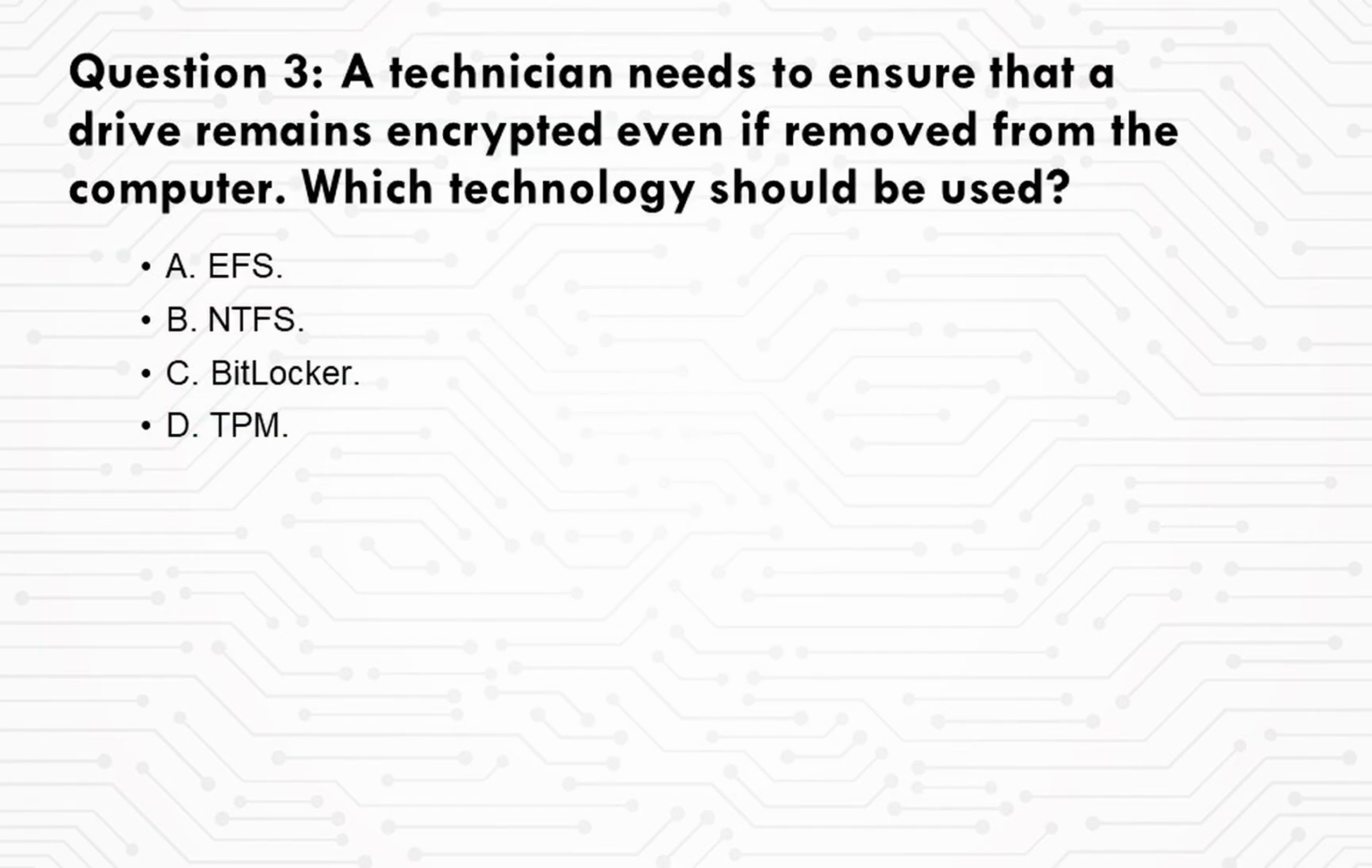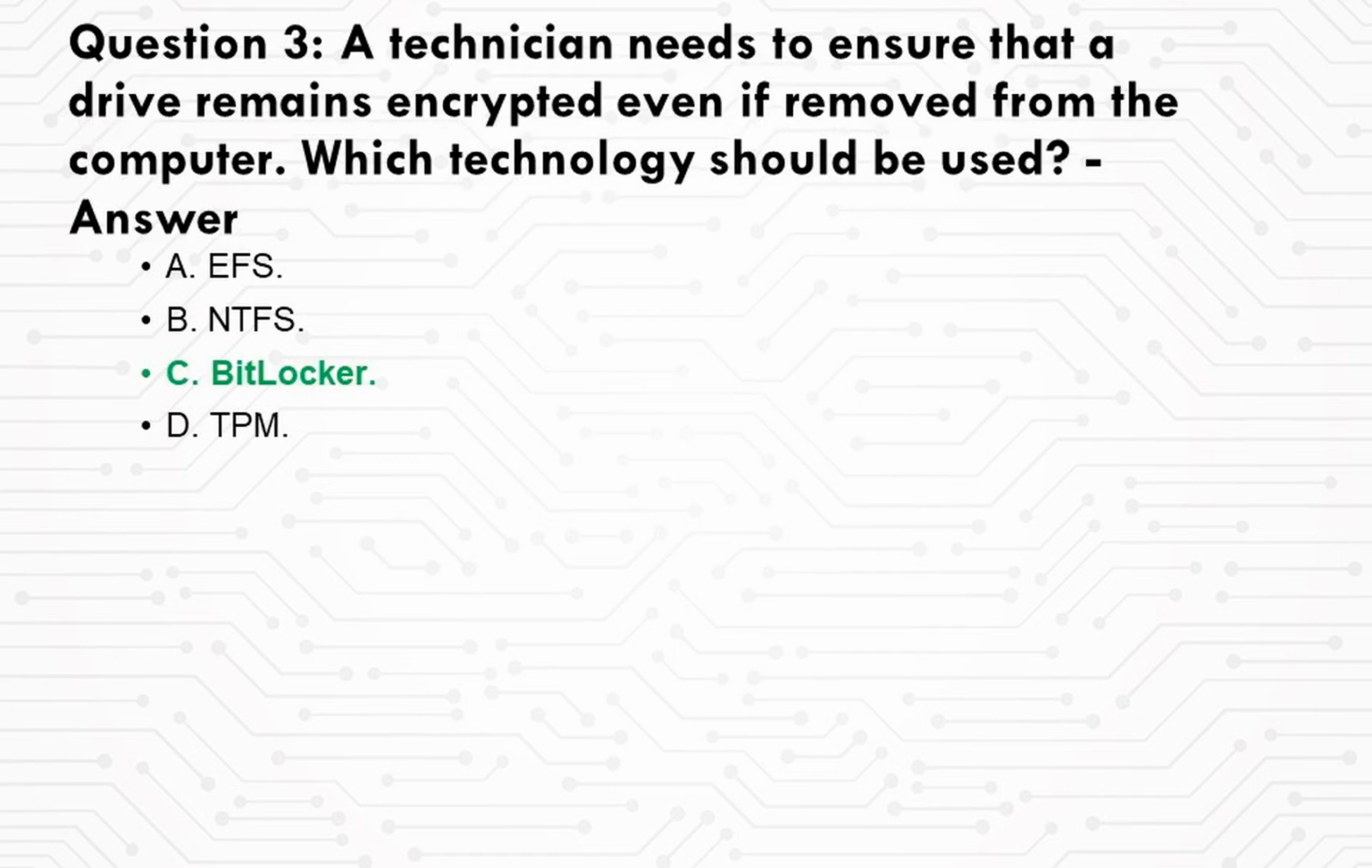Question 3. A technician needs to ensure that a drive remains encrypted even if removed from the computer. Which technology should be used? A. EFS. B. NTFS. C. BitLocker. D. TPM. Answer: C. BitLocker encrypts the entire drive, protecting data even if the drive is removed. EFS only encrypts files tied to a user account.